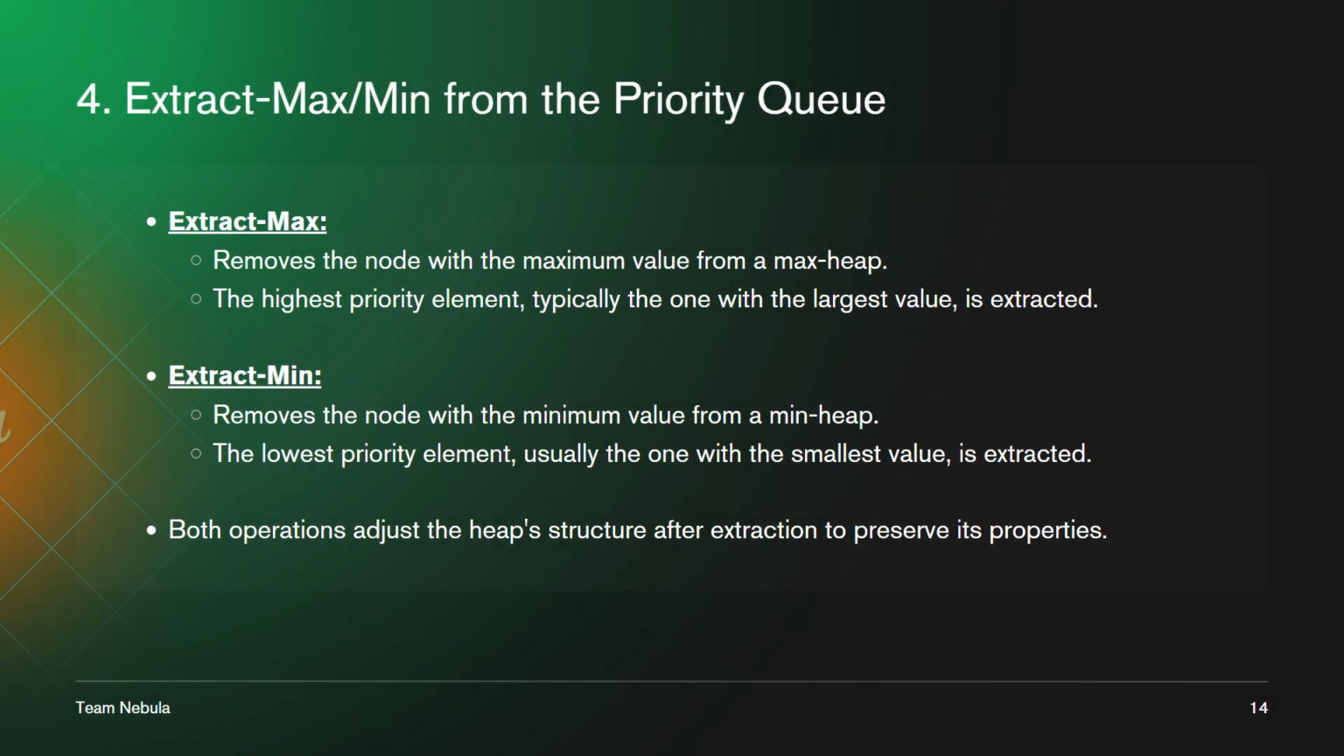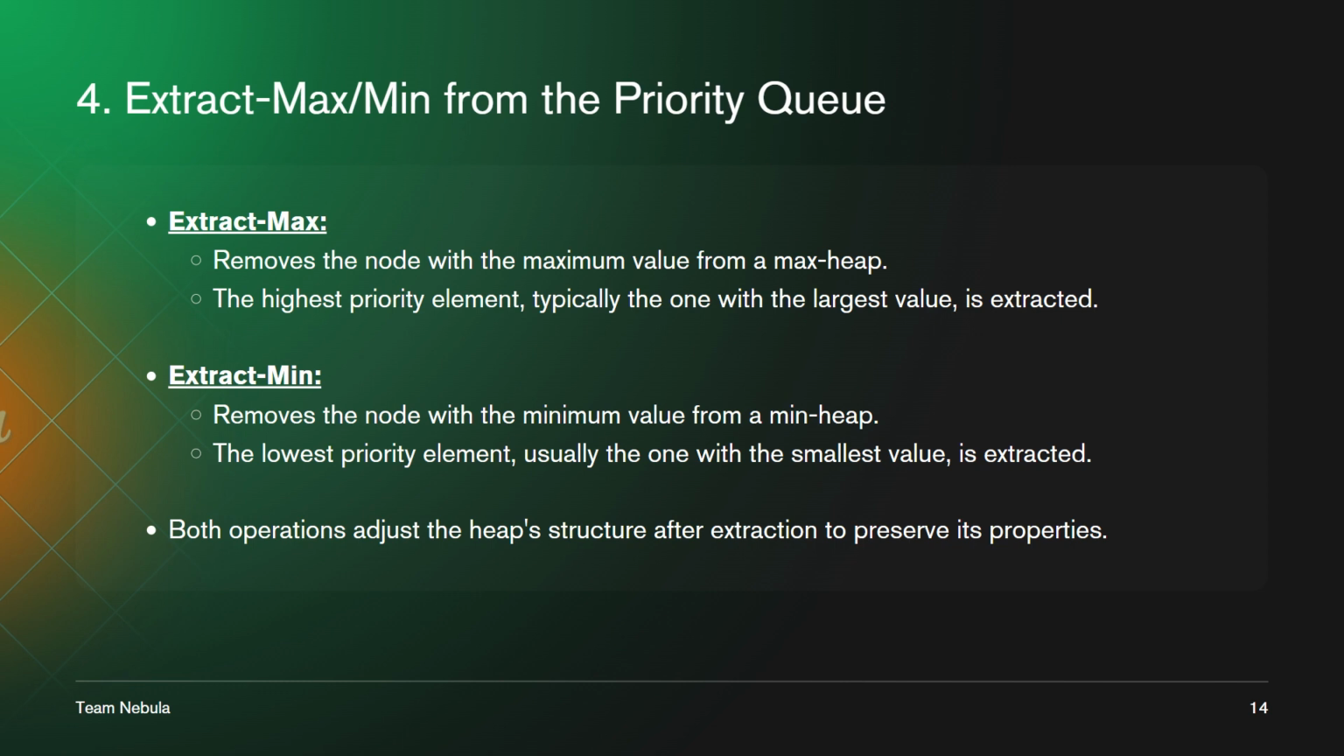Now, let's explore the extract max and extract min operations in a priority queue, specifically in the context of max heaps and min heaps. When you perform the extract max operation on a max heap, it retrieves the node with the maximum value of the heap and removes it. Similarly, the extract min operation on a min heap does the same but for the minimum value.